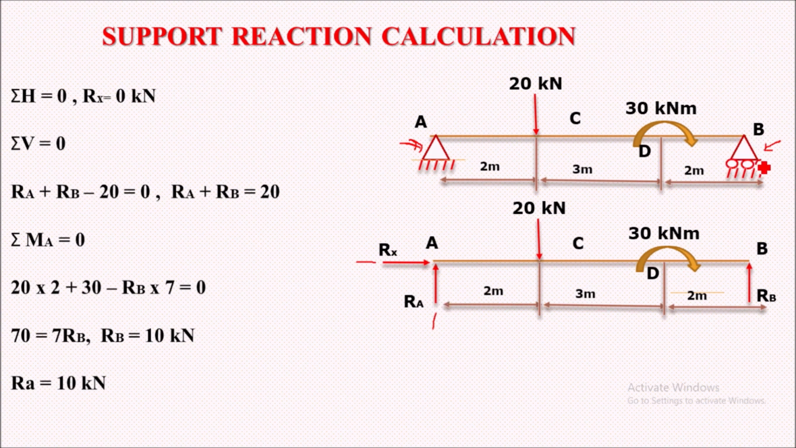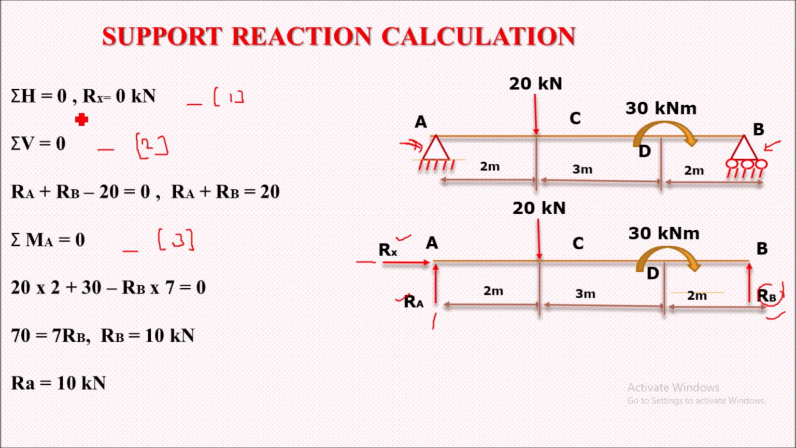While the roller support will always offer a reaction perpendicular to the beam surface, so we have only one reaction RB offered by this roller support. We have to calculate the values of Rx, Ra, Rb, that is, the support reactions. For that we will consider the equilibrium conditions of the beam. We have three cases: sum of horizontal forces equal to 0, this is the first case; sum of all vertical forces equal to 0, second case; and sum of moments at point A equal to 0, this is the third case.